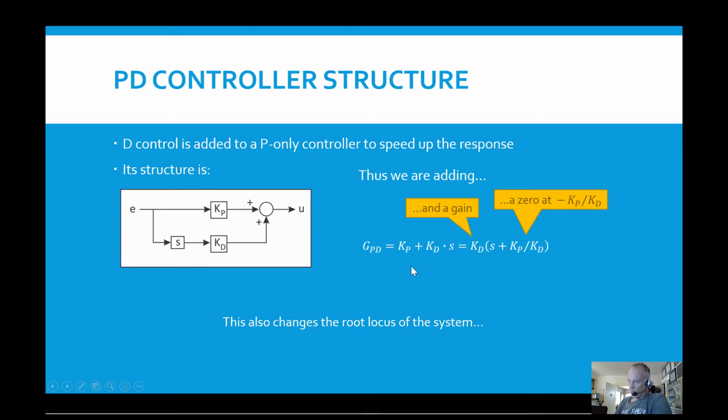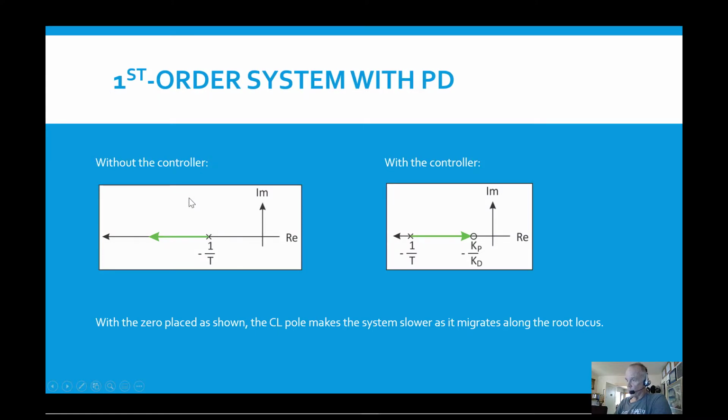But the point is that this changes the root locus of the system too, and if we want to see how that happens, here is the root locus of this first order system with only a P controller. But when we add the 0 at negative Kp over Kd, then we have a system where rather than the root locus running out to the left as it does here, if I make this number less than negative 1 over T, the root locus will head towards the origin rather than away from the origin.